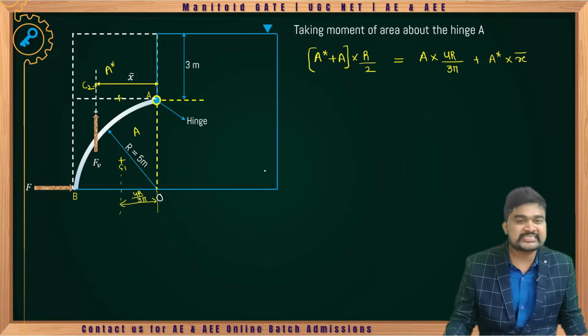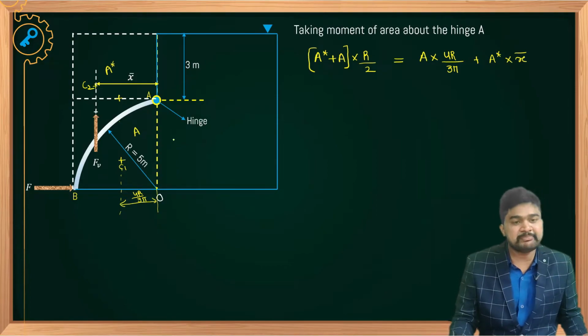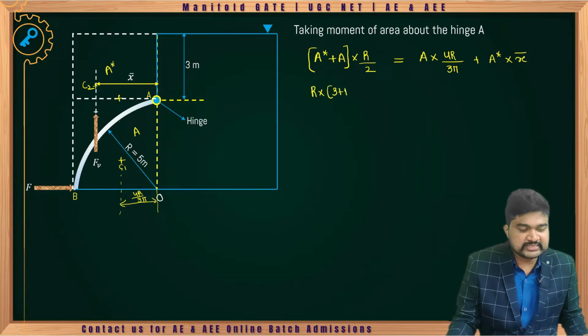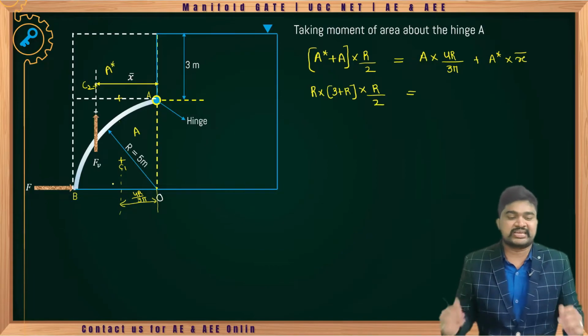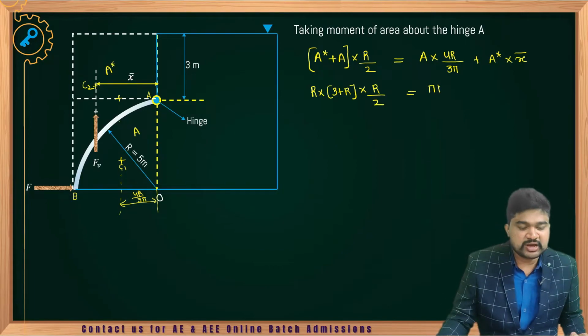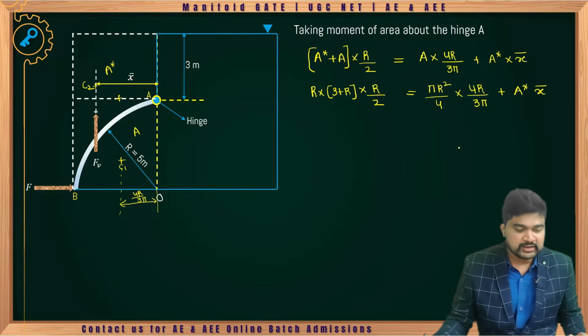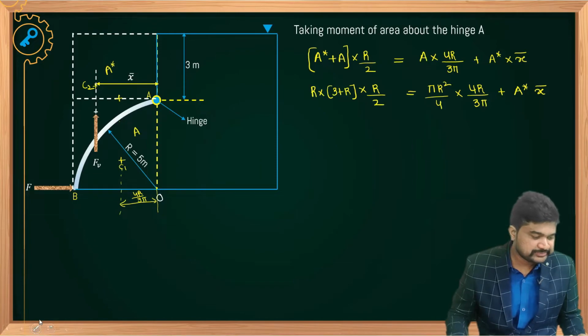Now tell me, A plus A star is nothing but how much? Tell me, r. This will be r into 3 plus r, r into 3 plus r into r by 2. So what is A? A is the area of the quadrant circle, that is pi times r square by 4 into 4 times r by 3 pi. A star into x bar. Here 4 pi gets cancelled out. R cube by 3 we will be getting.